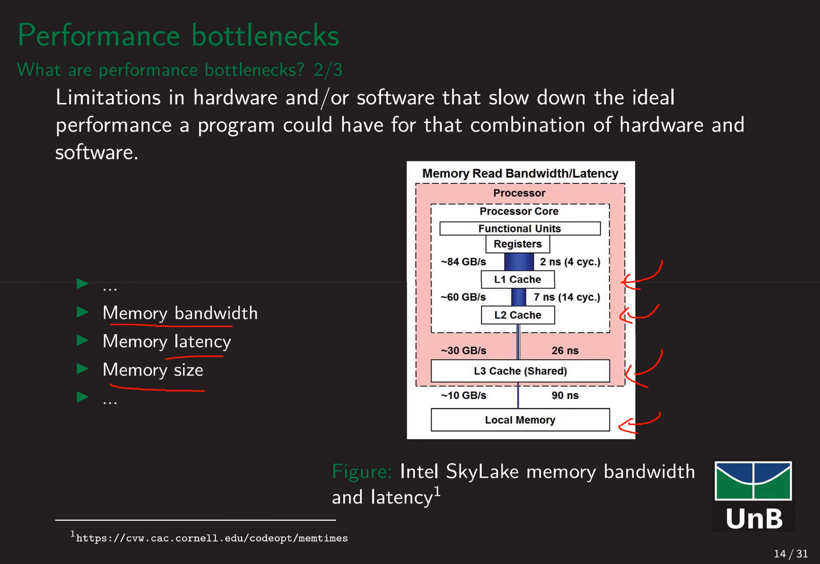And the closer we get to the processor core, we have higher bandwidth and lower latency. So we want our programs to maximize as much as possible the L1 and L2 cache hits, not to fall back to much slower L3 and main memory access.